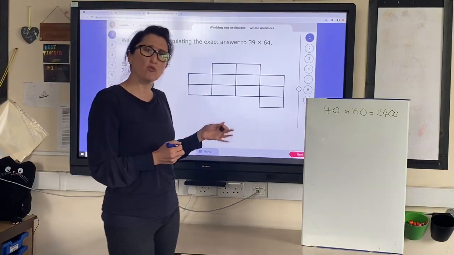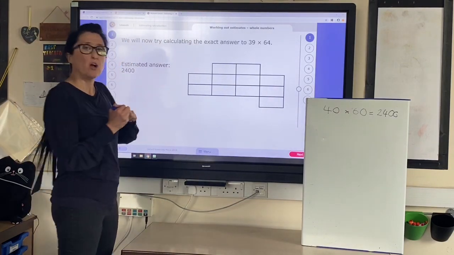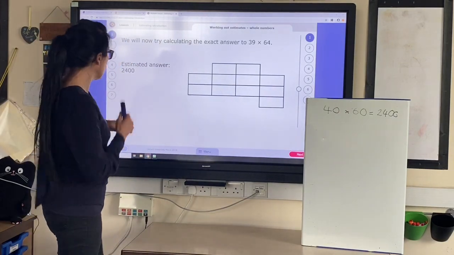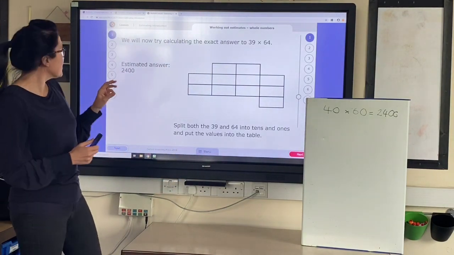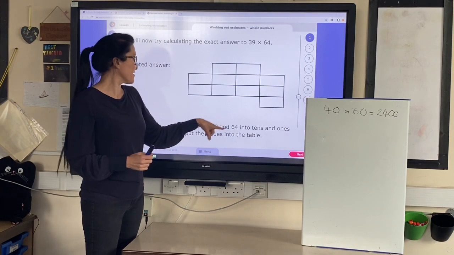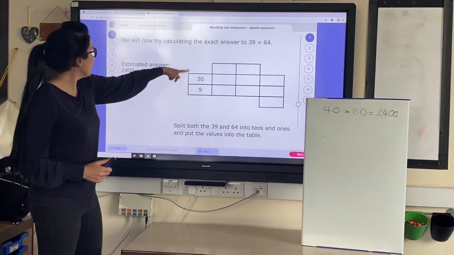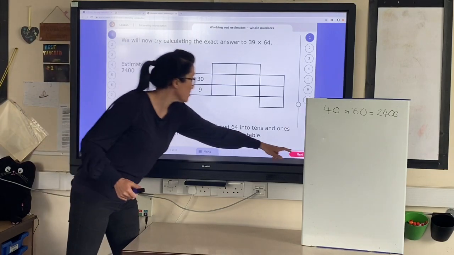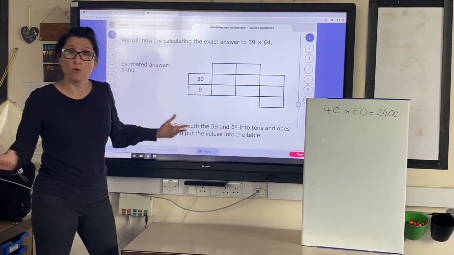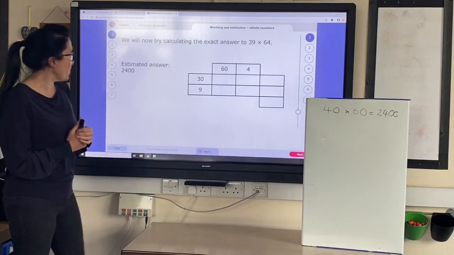So we're going to see how close that estimated answer is to the exact answer by using partitioning. To do this, we split the 39 and the 64 into tens and ones and put the values into the table. So 39 becomes 30 and 9, we've got the tens and the ones. So you can guess that 64 will become, that's right, 60 and 4.